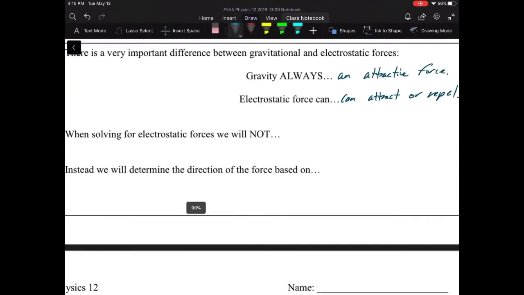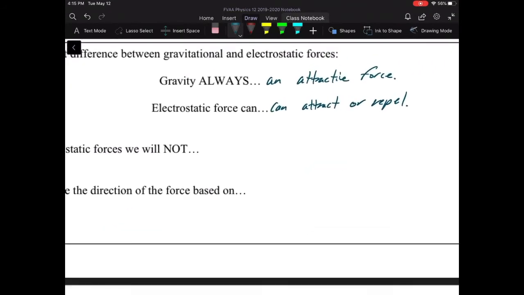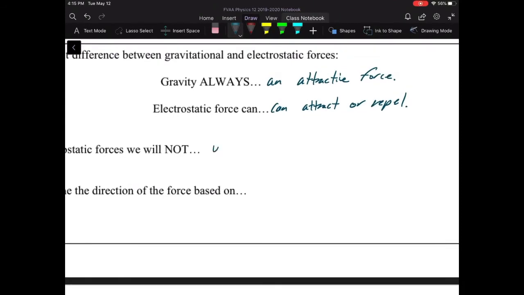Okay, when solving for electrostatic forces, we'll use the positive and negative charges only lightly in our equation, and I'll explain why. Even though the positive and negative charges can tell us whether it's an attractive or repulsive force, you can usually tell that just by looking at the signs before you plug into the equation to know the direction.